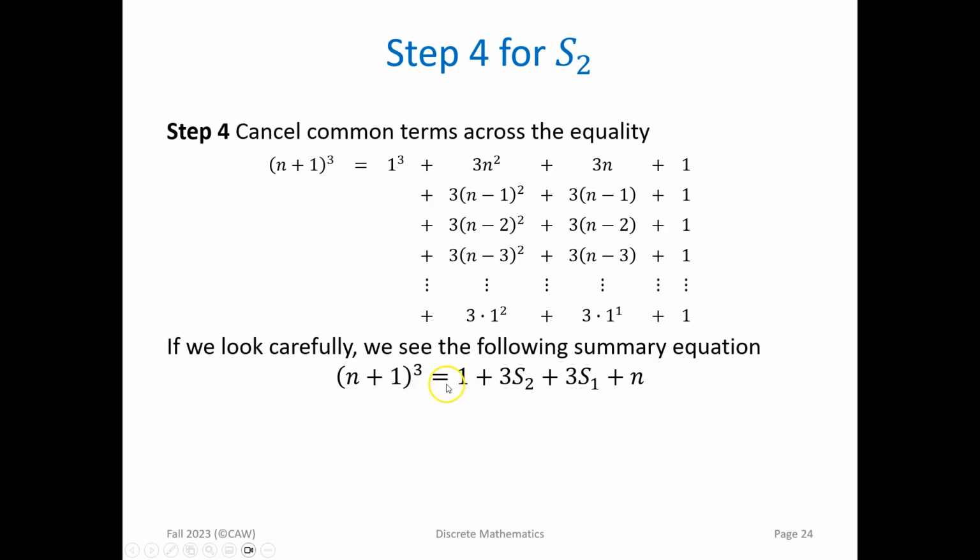N plus 1 cubed is equal to 1, that came from 1 cubed, plus 3 s sub 2, that came from this column with the n squared. So all of these are squared terms, and notice if I go from the bottom, we're adding 1 plus 2 plus all the way up to n minus 3, n minus 2, n minus 1, n terms all squared. So that's s sub 2. And in the next column, of course, it's 3 times n minus 1, n minus 2, etc. It's 3 times s sub 1, right? This is the first power. We have the second power in the previous column, the first power here, so it's s sub 1. And we have the n ones again, so plus n.